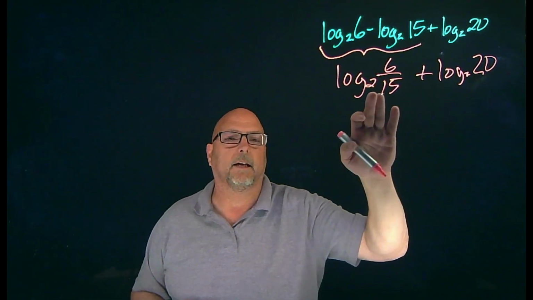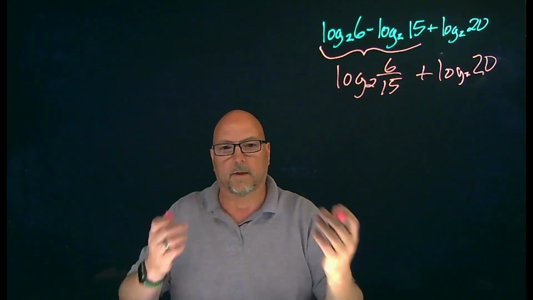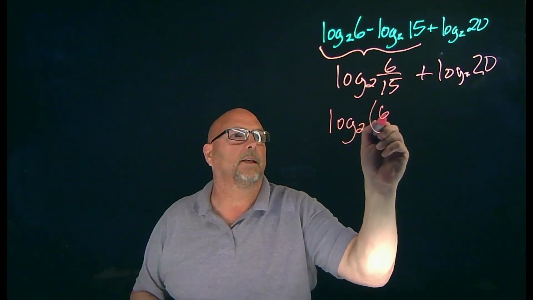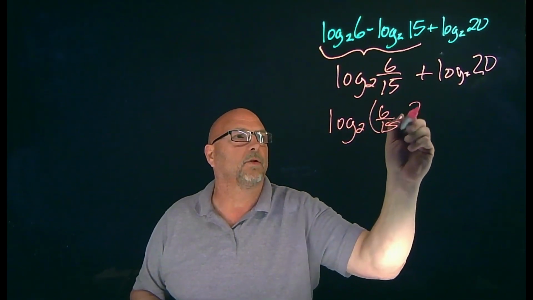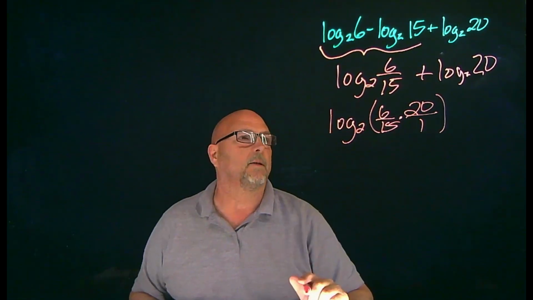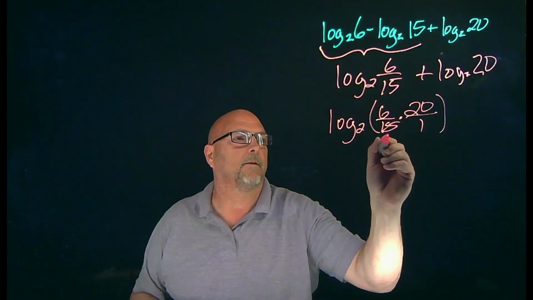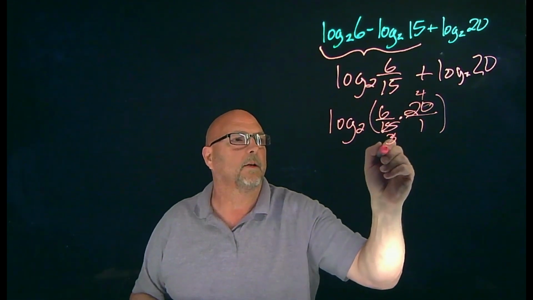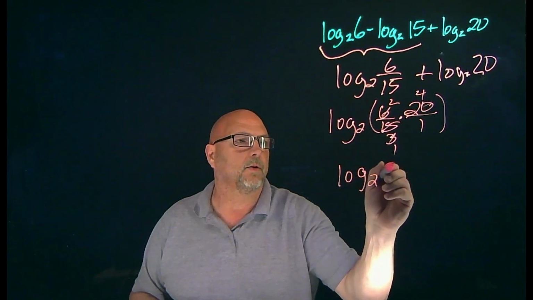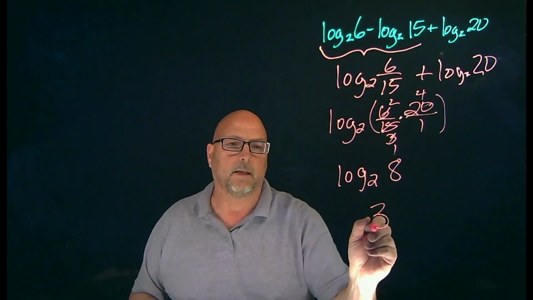So now we're adding, and we have like bases, right? Base 2. So I'm going to add these two together. I'm going to multiply them. So that becomes log base 2 of 6/15 times 20. I'll write that as 20 over 1. So we can simplify what's inside these parentheses, right? 5 goes into 15 3 times, into 20 4 times. 3 goes into 6 twice. So that leaves us with log base 2 of 8. And of course, 2 to what power gives us an 8? That would be a 3.